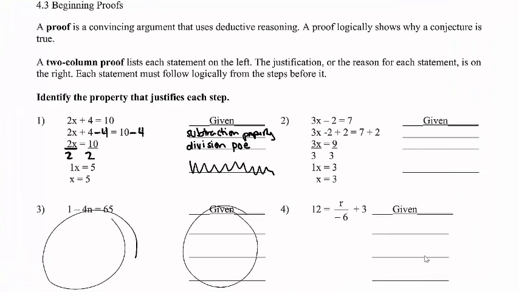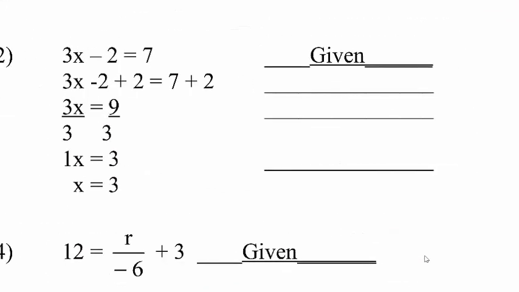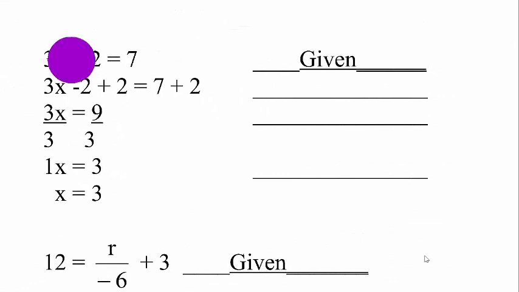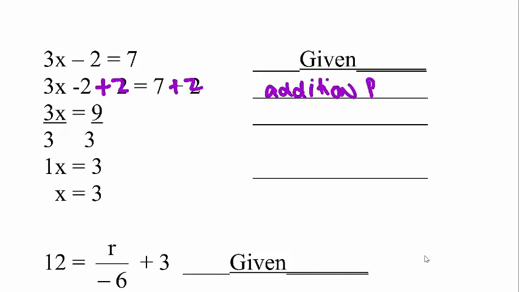All right, so for number 2, they've also already solved it for you. You can see here that it was minus 2. So the opposite of subtract 2 is add 2 to both sides. And so that was the addition property of equality. And then they had these canceled out and they had 3x equals 9. So we would divide both sides by 3. So it's the division property of equality. And we are done.